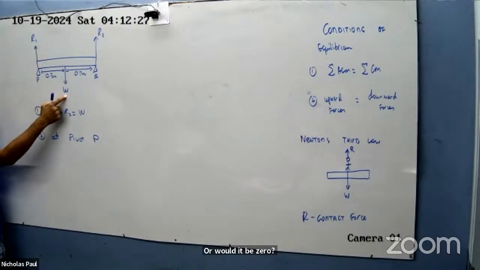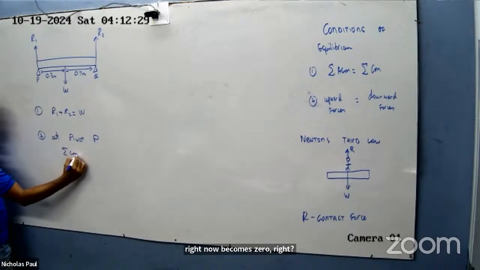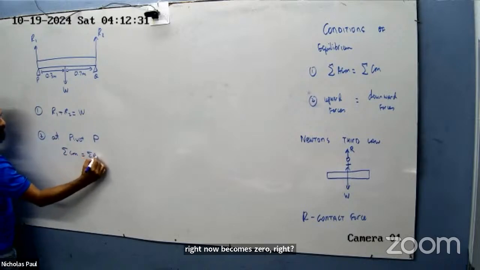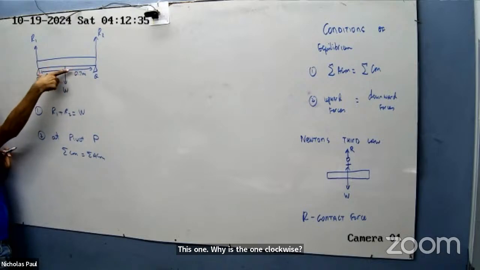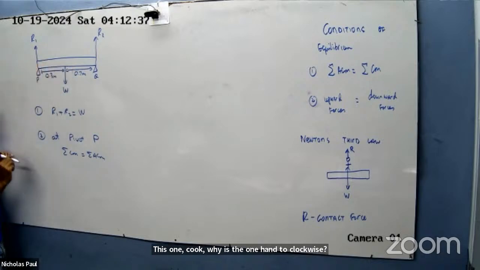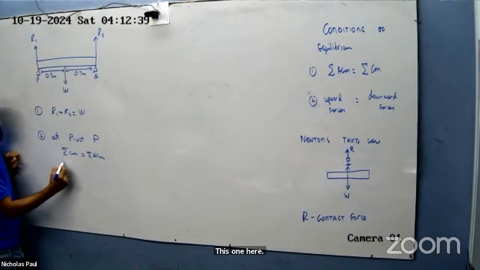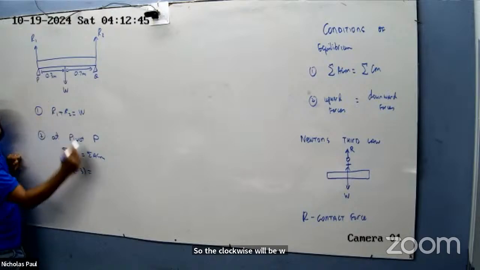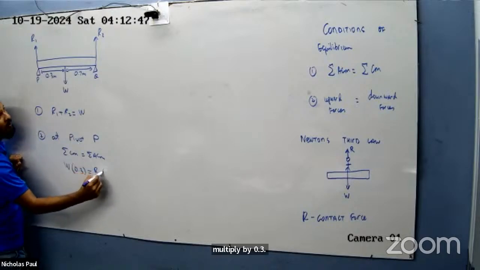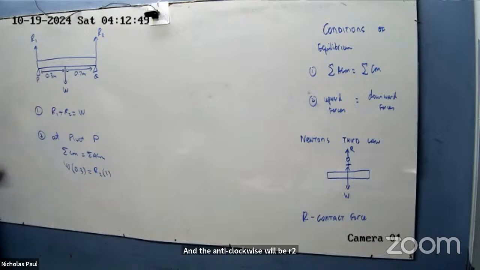This one, clockwise or anti-clockwise? Clockwise. This one here, anti-clockwise, right? So the clockwise moment will be W multiplied by 0.3, and the anti-clockwise will be R2 by 1. Those are your two equations. Okay with that?